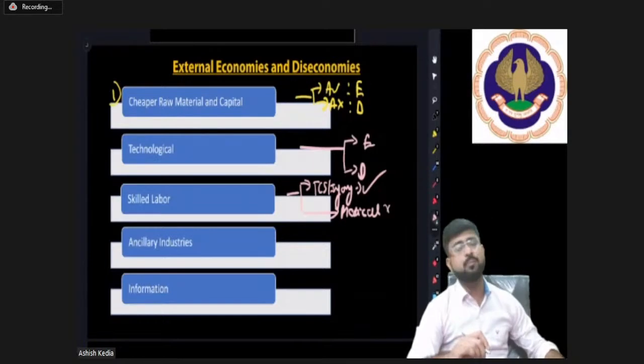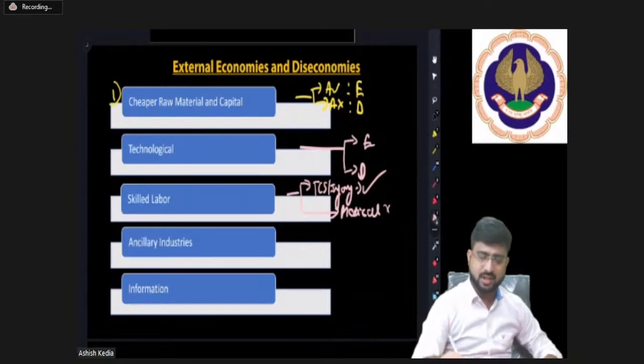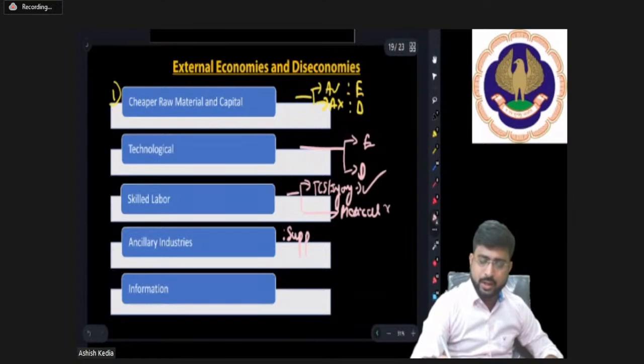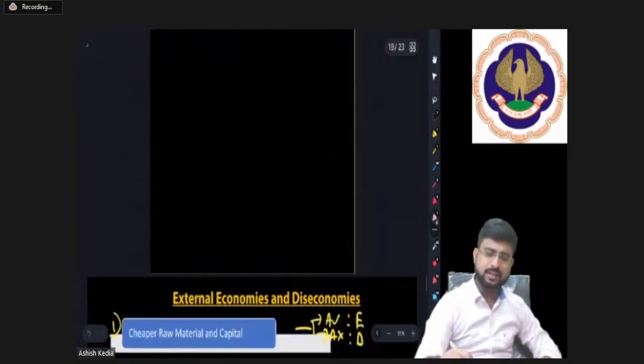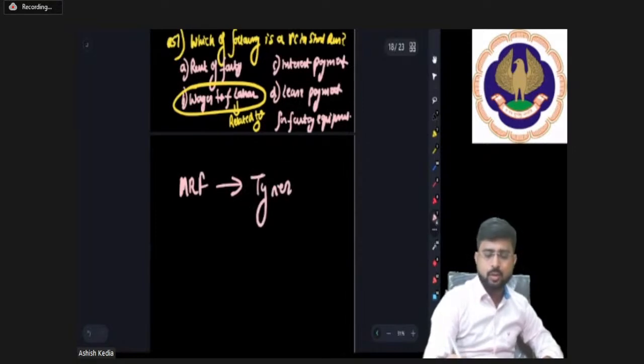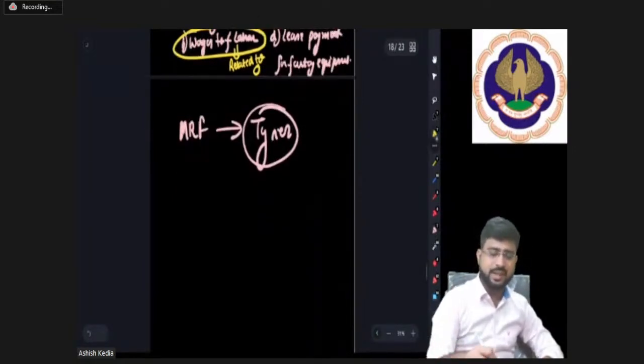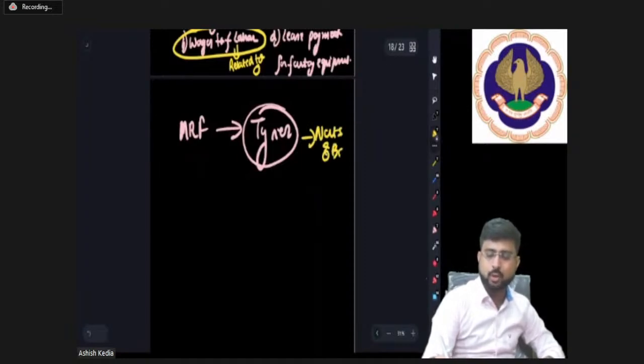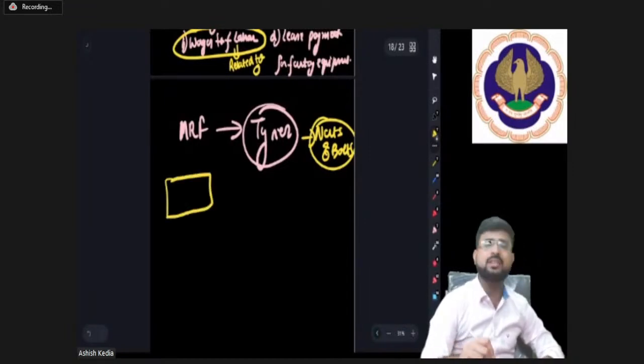Ancillary industry, very important. Sir, what is an ancillary industry? Ancillary industry means a supporting industry. Let's say for example, MRF is making tires. MRF, for its tires, will need nuts and bolts. So what one can do is, the place where the factory of MRF is located, beside this factory, one can set up a factory of nuts and bolts and supply to MRF.